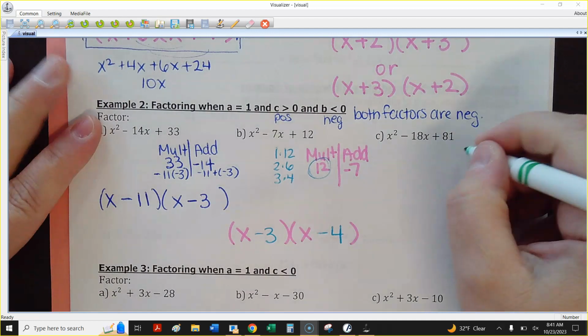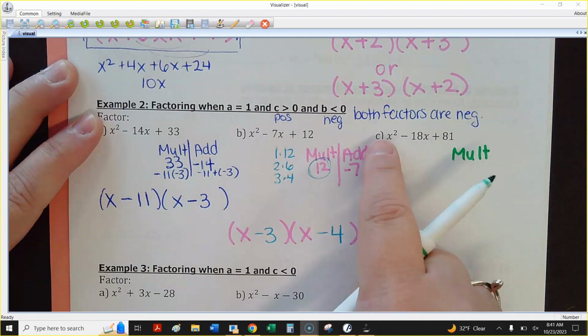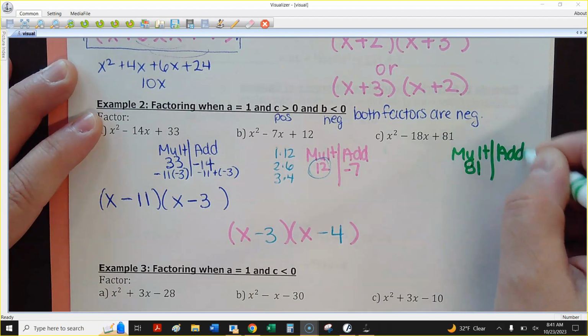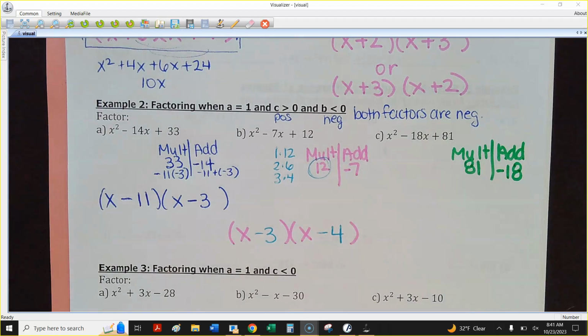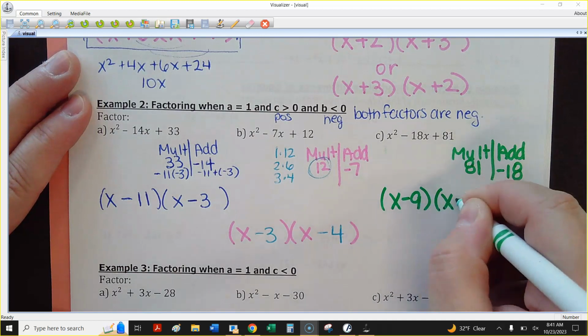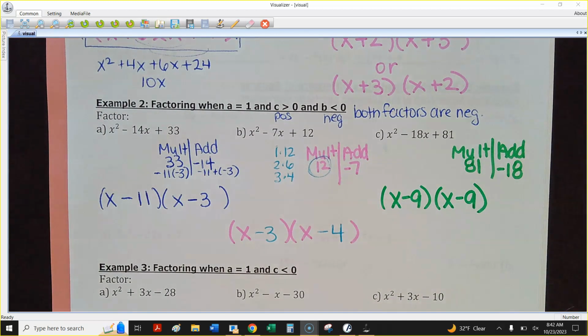This one, I'm going to multiply to get a times c, just first times last, which would be 1 times 81. So multiply to get 81. And I want to add to get that number in the middle, that b value, which is negative 18. Can anybody think of two numbers when you multiply them, you get positive 81, you add them, you get negative 18? Yes. Okay, now this one's a little bit weird. So they're both going to be x minus 9. Negative 9 times negative 9 gives you the positive 81. Negative 9 plus negative 9 will give you the negative 18. Does anybody know, is there another way I can write x minus 9 times x minus 9 if they're both exactly the same?